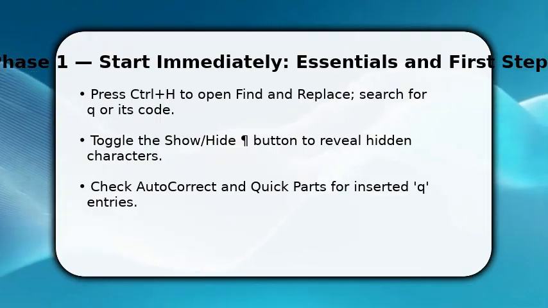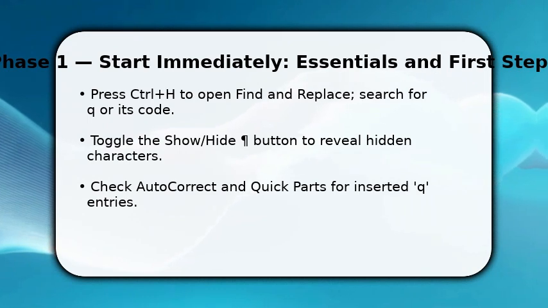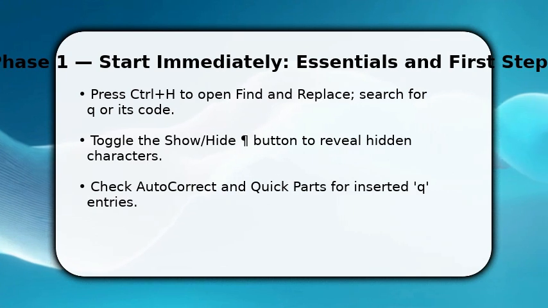You start by locating the source. Press Ctrl+H and search for the Q character. Make sure you try exact lowercase and uppercase. Once done, toggle the Show/Hide Paragraph button so you can see hidden symbols and spacing.